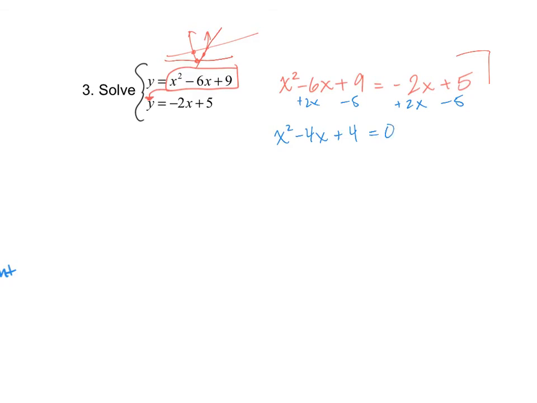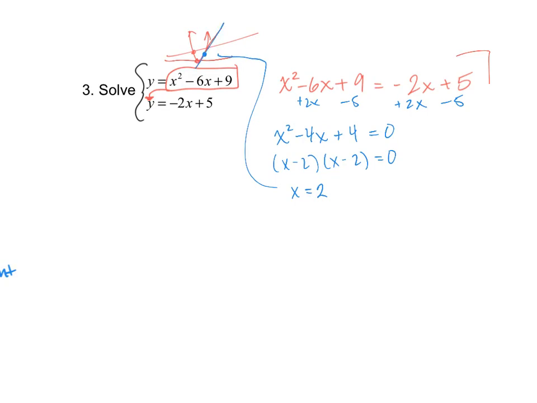And so this looks like it will factor to x minus 2 times x minus 2 equal to 0. And that gets me x is equal to 2. So it actually looks like we have the situation here where we're only going to touch at the 1 point.